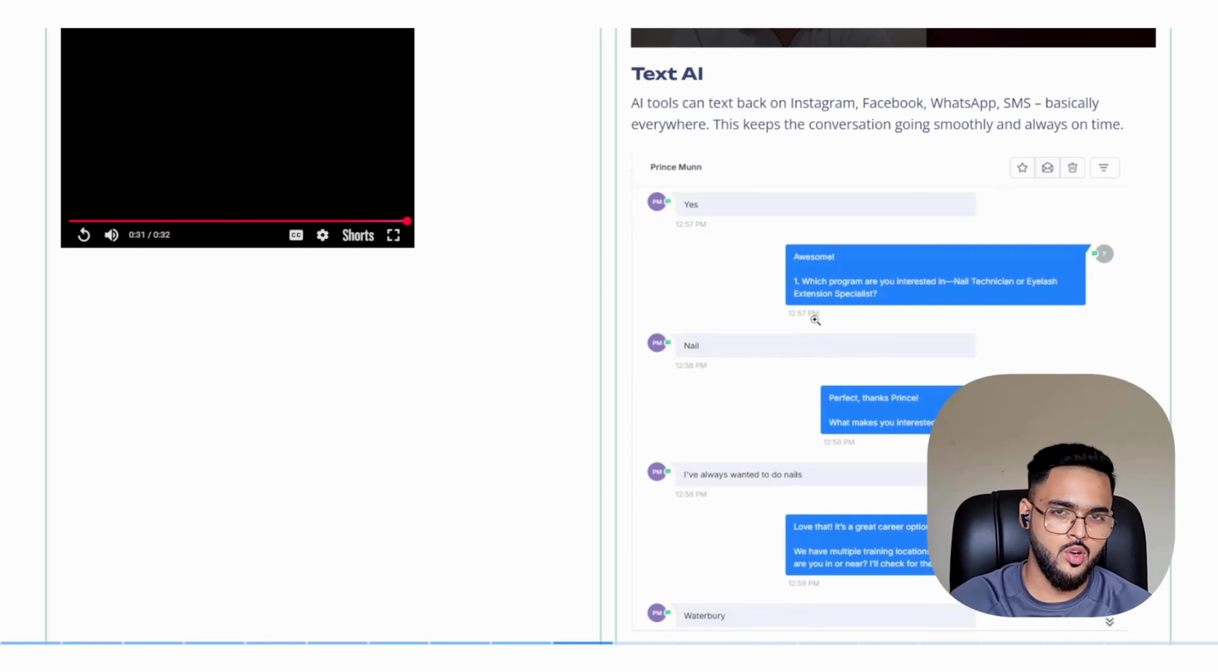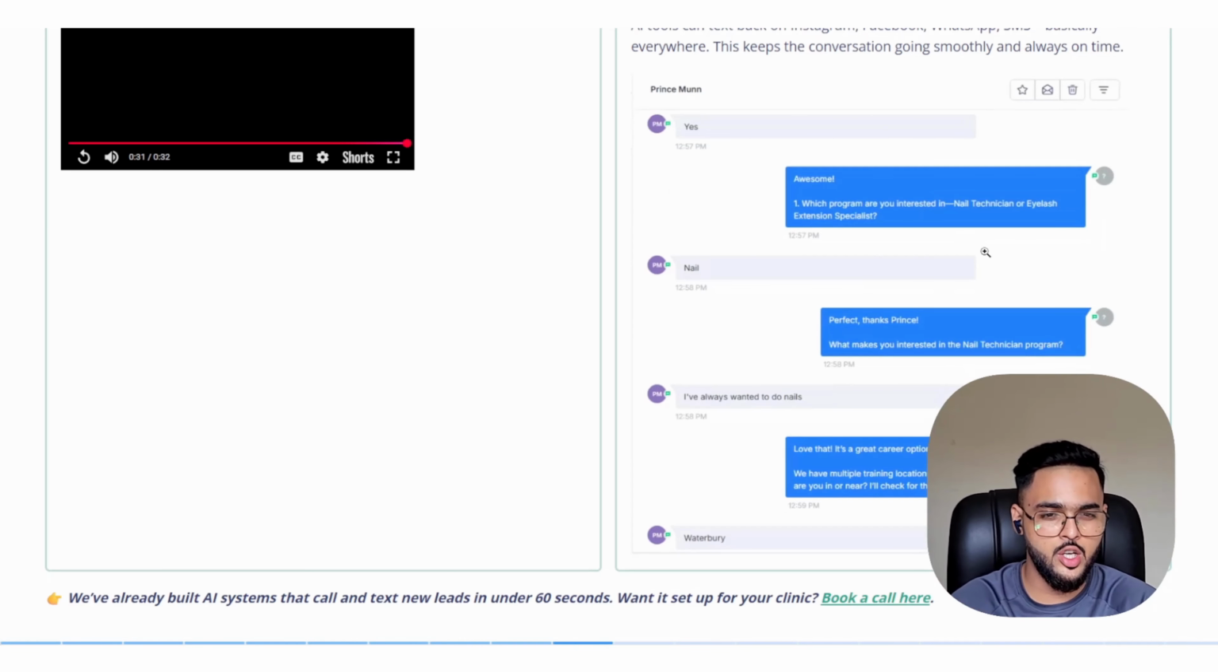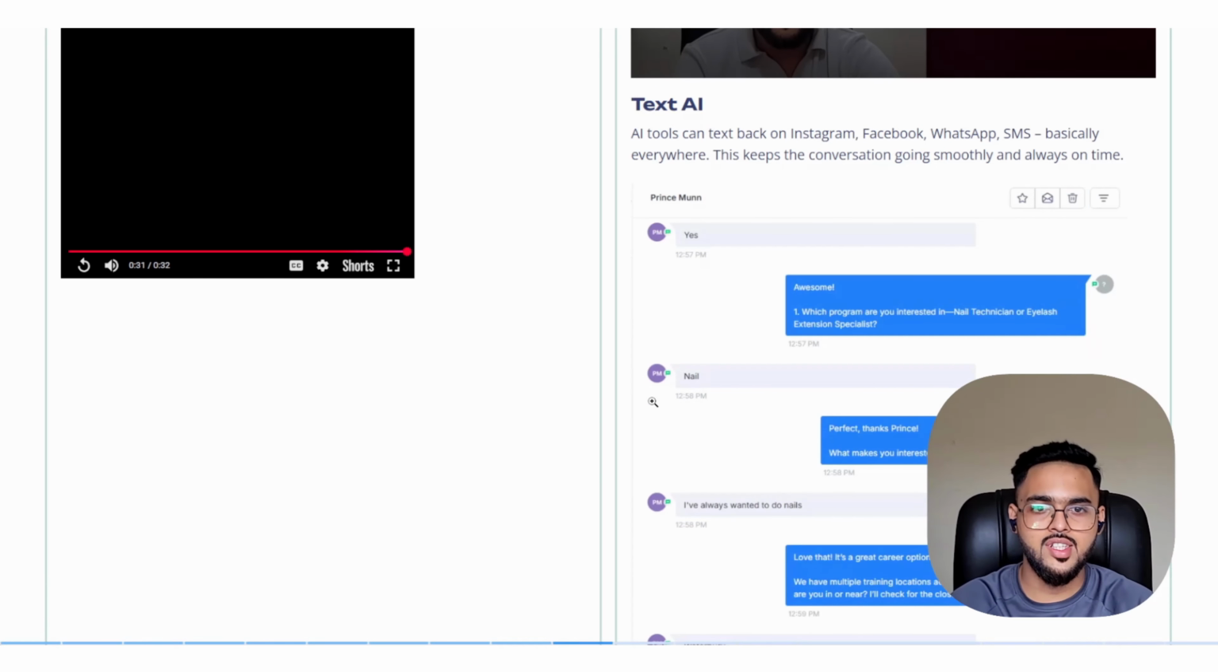And there, of course, like the text AI, it's self-explanatory. You want to have an AI that can text back on Instagram, Facebook, WhatsApp, SMS, everywhere. And this is a screenshot of the AI we set up for one of our clients. And you can see it's just texting back and forth within seconds. Yeah, that's it for the AI.